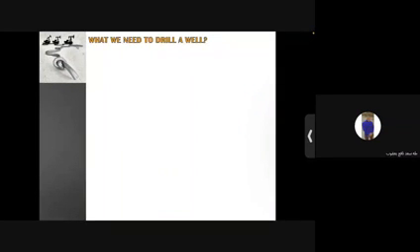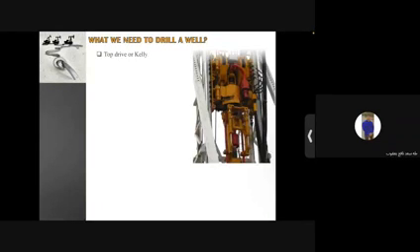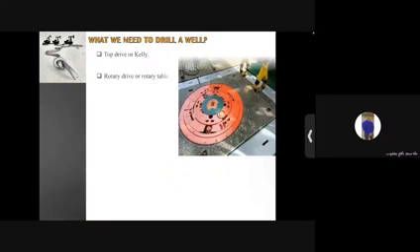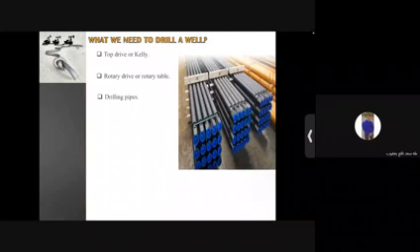What we need to drill a well. There are multiple things you need after you study the area and decide the drilling, which are: number 1, top drive or Kelly. Number 2, rotary drive or rotary table. We can use it, of course, to rotate the Kelly. Number 3, drilling pipes. We need a number of pipes in order to connect between the surface and the end of the well.